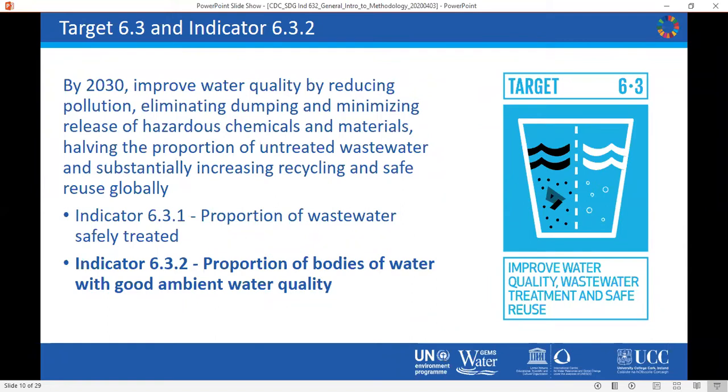Now, this target is measured by two indicators. Indicator 6.3.1 is the proportion of wastewater which is safely treated, and that's divided into domestic and industrial wastewater. And indicator 6.3.2 is the proportion of bodies of water with good ambient water quality. And these two are obviously linked, because if we see improvements in the proportion of wastewater safely treated, this should be reflected in the overall quality of our ambient water quality, the quality of our rivers, our lakes, and our aquifers.